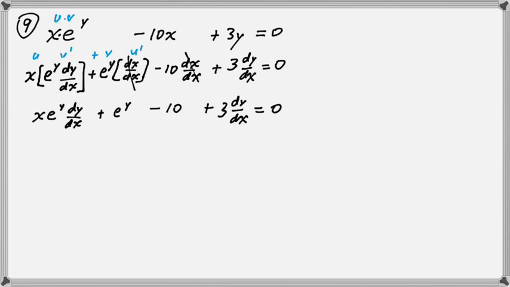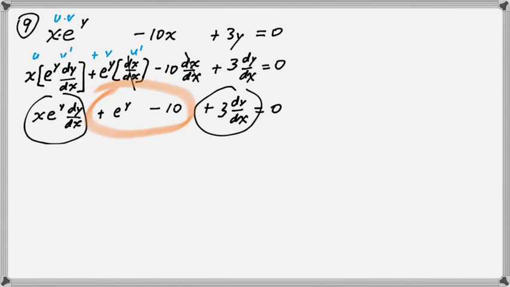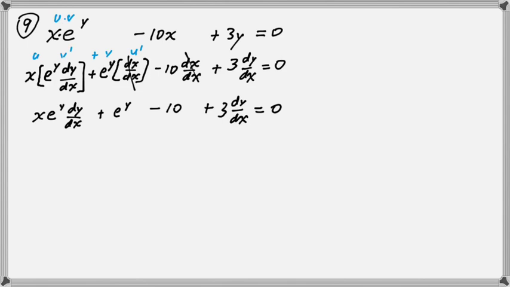At this point, you have 4 terms. 2 of them have dy dx. 2 of them do not have dy dx. We need to group all the ones with dy dx on one side of the equal sign and all the ones without the dy dx on the other side. So if you don't mind, I'm probably going to add 10 and subtract e to the y.